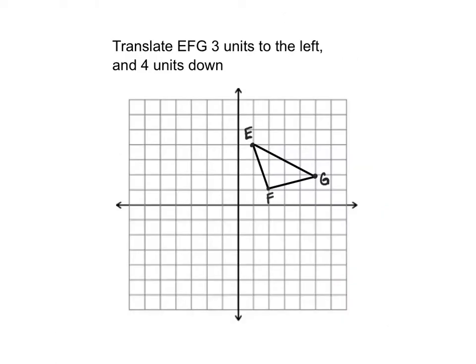Let's take a minute and perform some of these translations. Now this particular problem asks me to translate EFG 3 units to the left and 4 units down. So I'm going to start with point E. Every single point, E, F, and G, will be moved this same way, 3 to the left and 4 units down. So I'm going to start with E and count 3 to the left, 4 units down, and then I'll repeat for F and G. When I'm done, I'm going to make sure that I label my new image E prime, F prime, G prime.